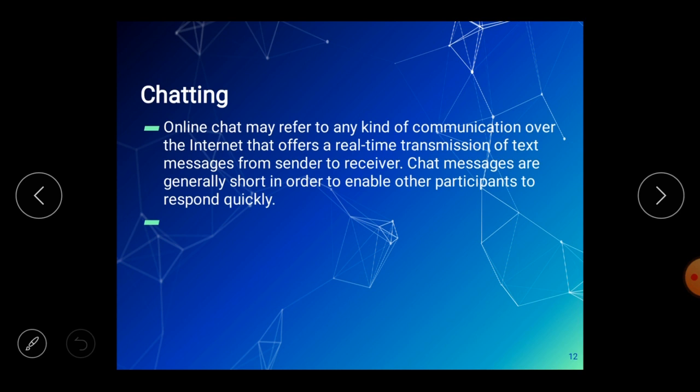Chatting and instant messaging can be done in real time. So it is important to understand the term real time. What is real time? In real time, both people are active at the same time. In terms of WhatsApp, both persons are online. When both persons are online, sending and receiving data, this type of communication over the internet is called chatting.